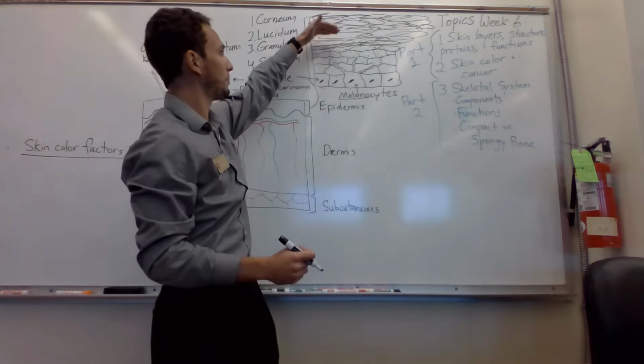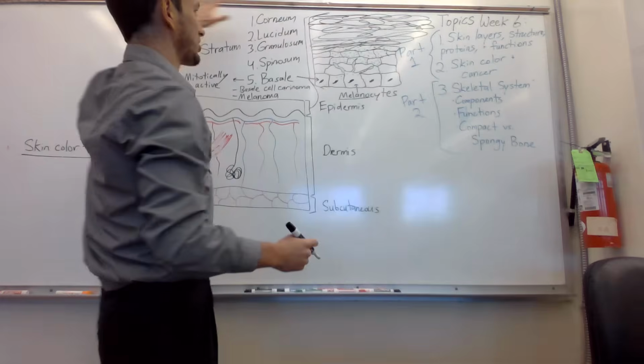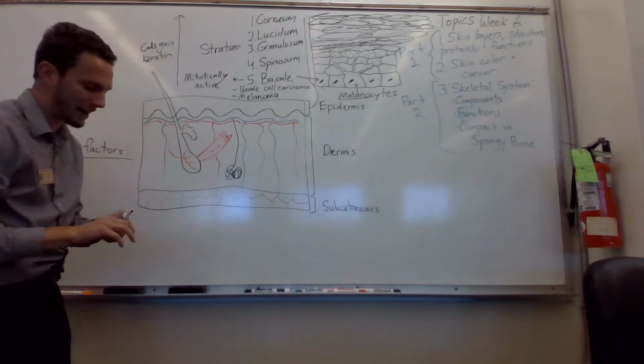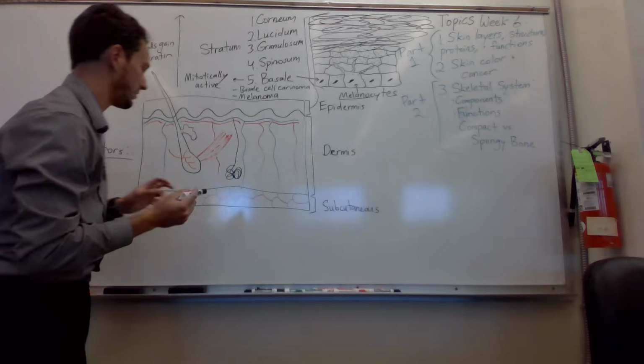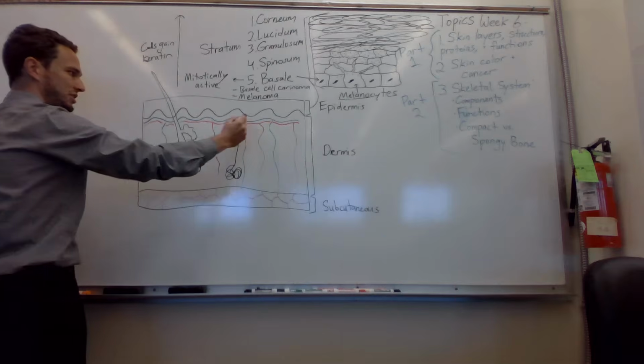And as they move upwards, what happens is the cells actually die, and eventually they will get sloughed off. Okay, why do they die? Well, they die because they lose their blood supply. If you look at the dermal layer here, the dermal layer has the blood supply.